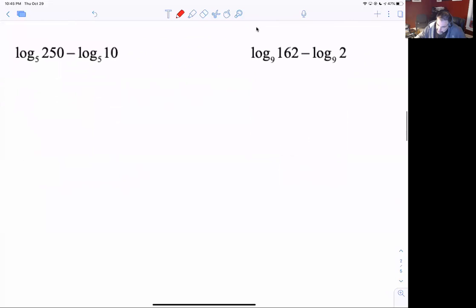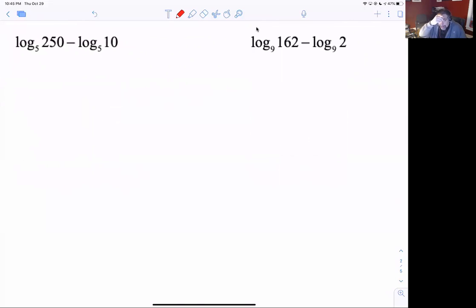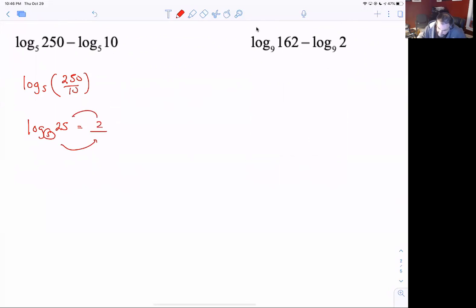Let's take a look at these next two examples. You see that now I've got two logarithms. They have the same base. So the subtraction rule for logarithms is in effect. We can rewrite this as the log base 5 of 250 over 10. But that will simplify to log base 5 of 25. And now we can ask, 5 raised to what power equals 25? That's going to be the power of 2. So that's going to be the answer for this top one.